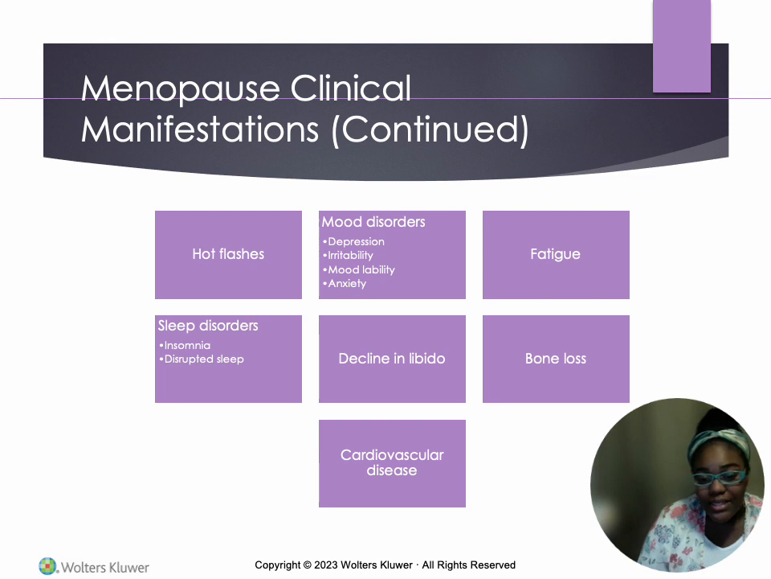So you may see anxiety, mood lability, irritability, and even depression. Sleep disorders such as insomnia or disrupted sleep. You may see a decline in your libido or your sexual drive. You'll see bone loss, which is characterized as your osteoporosis. You'll see cardiovascular disease and fatigue.